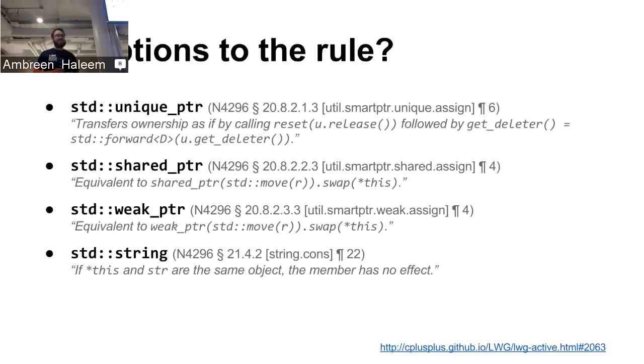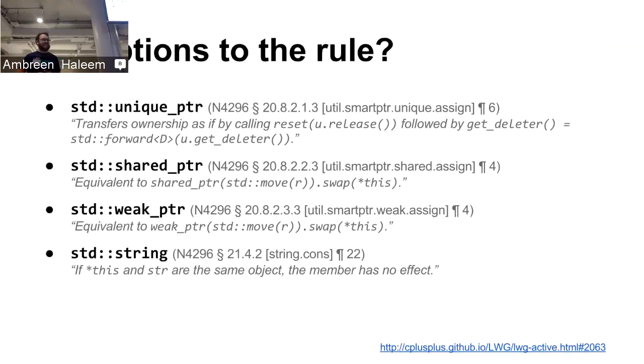And in fact, for basic string, its move constructor said very explicitly in the standard, if this and the right-hand side are the same object, then the member has no effect. Perfect, excellent. This is exactly what I would like to always be the case: if I move something into itself, there's no effect.